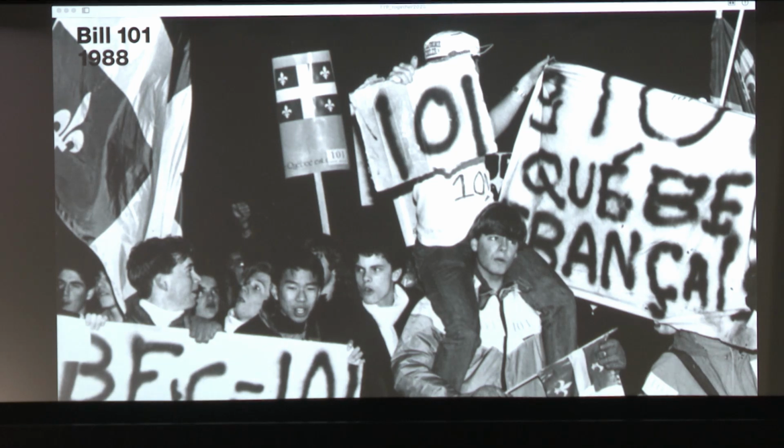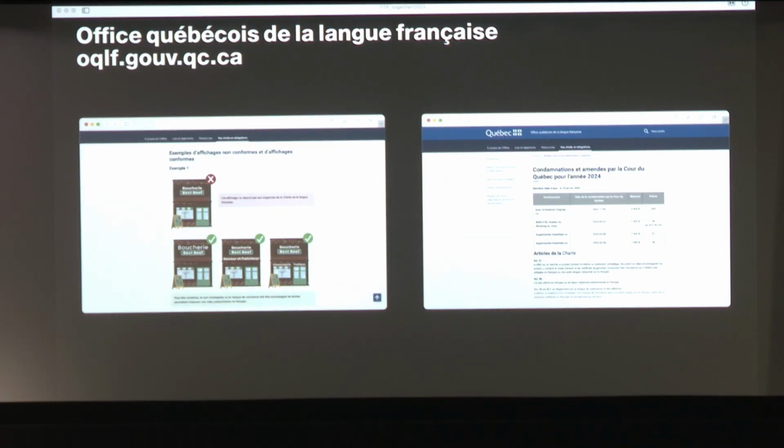Since its adoption in 1977, the Charter of the French Language has been adjusted several times, sometimes sparking strong reactions, such as this protest in 1988. Today, the Office québécois de la langue française is the organ responsible for enforcing Bill 101. Its website outlines how the law applies to areas like signage and advertising, and details possible infractions and fines for non-compliance.